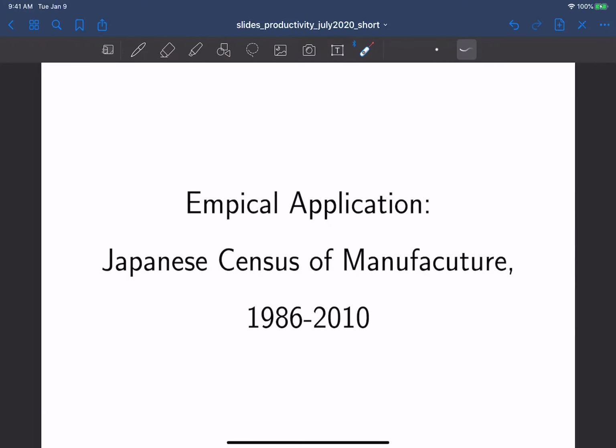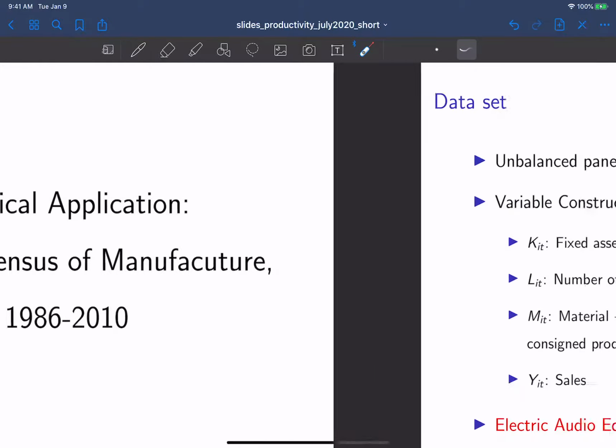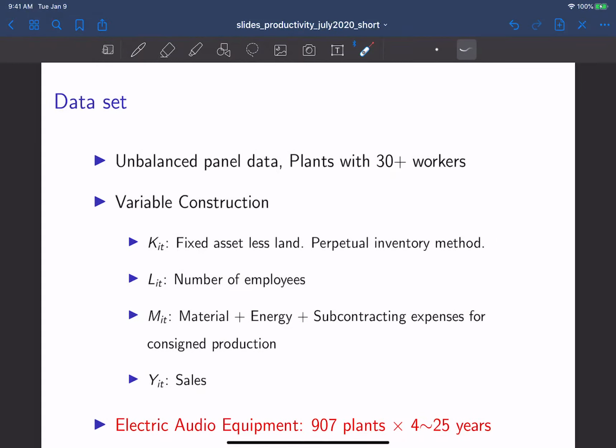Okay, so let me talk about the empirical application using Japanese census of manufacturing data. So the data set is, I think, typical. Yeah, so this is typical data. Okay, so we got capital stock, number of employees, material, and the sales. We're gonna focus on the electric audio equipment industry, which contains 900 plus plants. Okay, and then different plants have different lengths of data; it's an unbalanced panel.